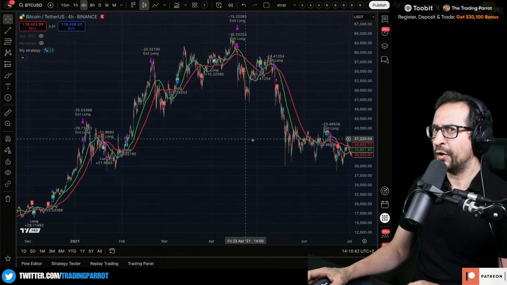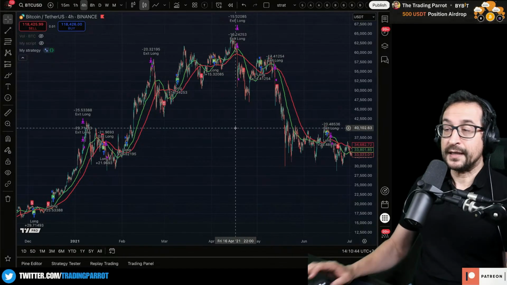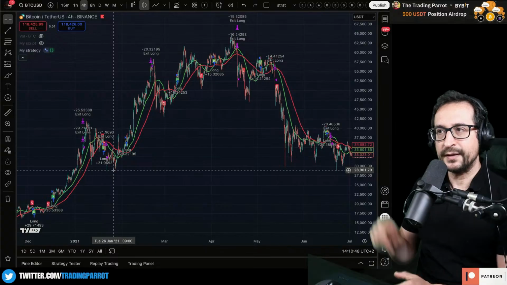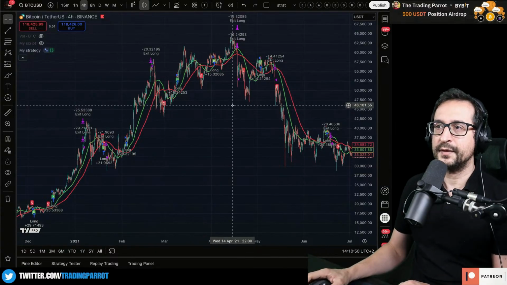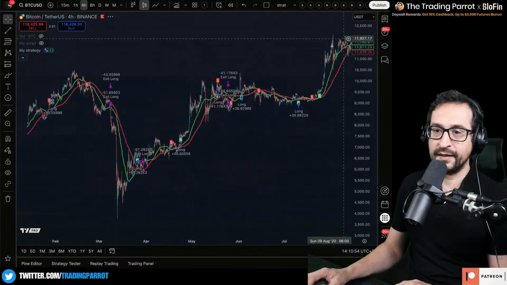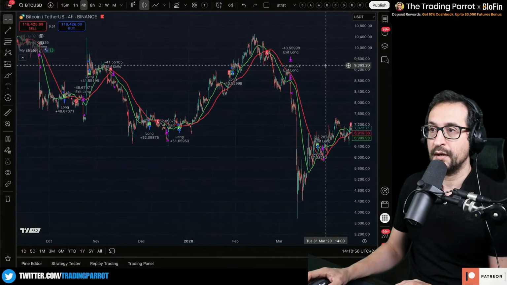No longer Pine Script or stuff like that. This is extremely cool, and it's a step in the right direction, but it's not the last tip of the iceberg for backtesting and for building sustainable strategies.